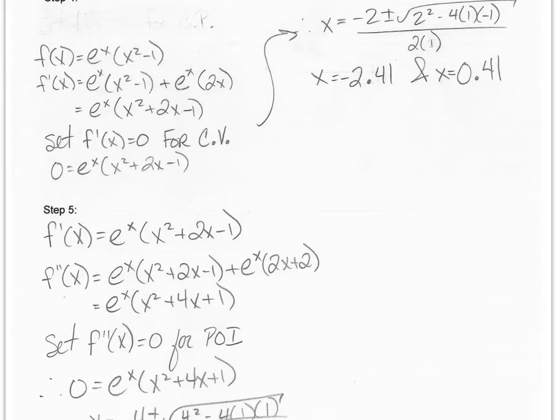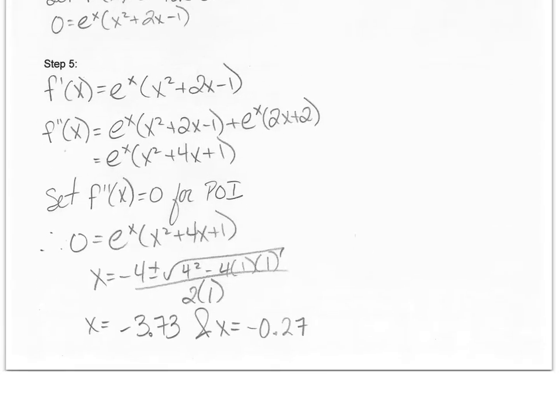Moving on down, step 5, we do the second derivative test. So if I look here, this was my first derivative. Do the second derivative: derivative of the first times the whole second plus the first times the derivative of the second. And if you look, I could factor out an e to the x, and I'm left with x squared plus 2x minus 1 plus 2x plus 2, and I simplified it, and I get that right there.